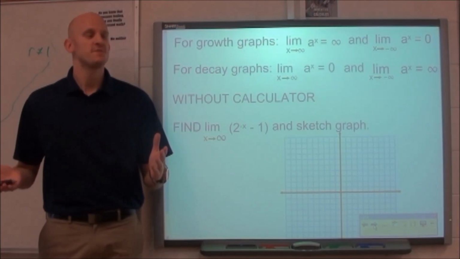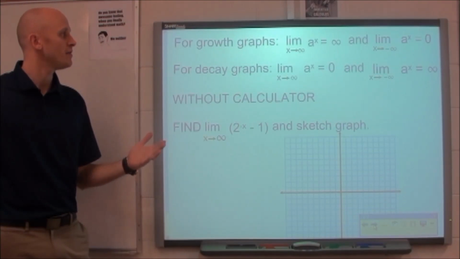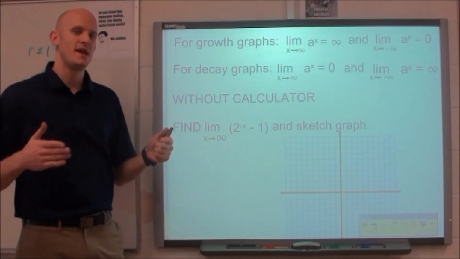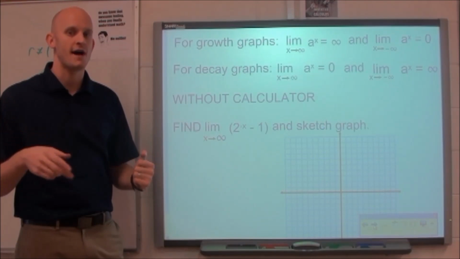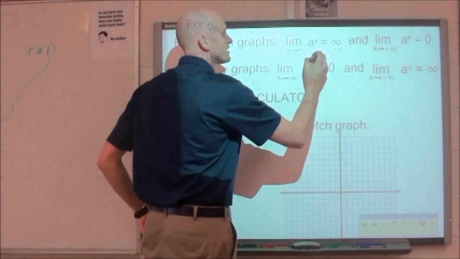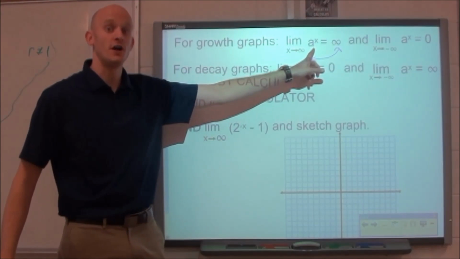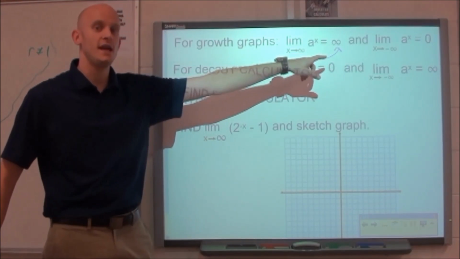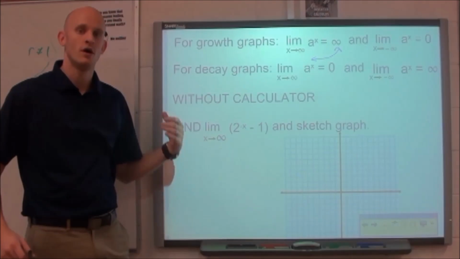Alright, for our exponential growth graphs, we have limits. These limits are as x goes to infinity, and as you remember, when we have a limit as x goes to infinity, that is describing end behavior of a graph. If I have an exponential growth function, meaning a function that looks like this, as x goes to infinity, the function goes to infinity. And you can see if we go to negative infinity, the function approaches 0.